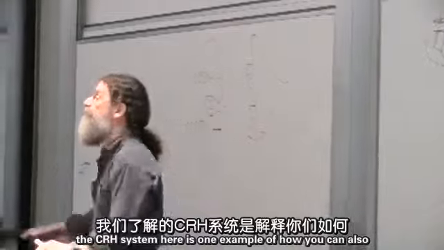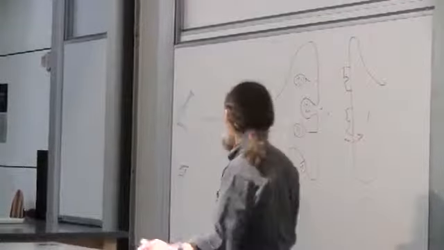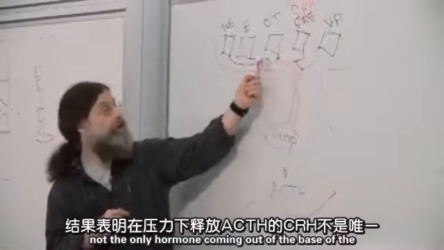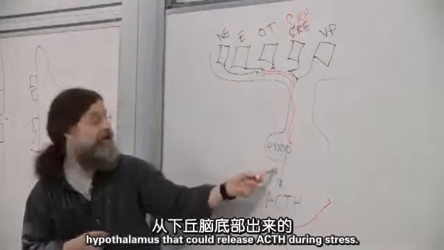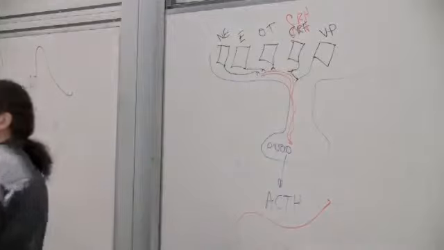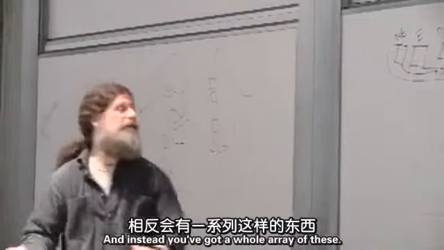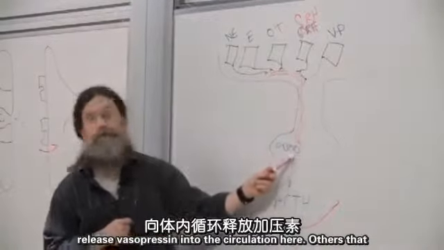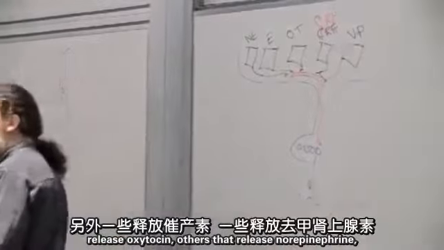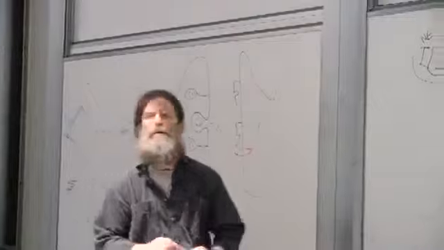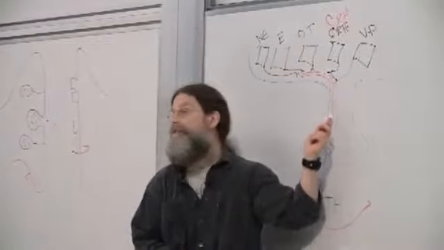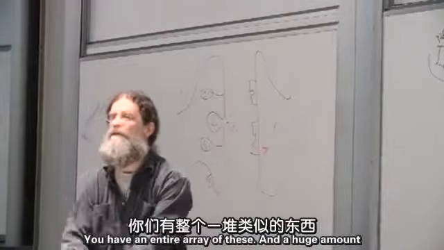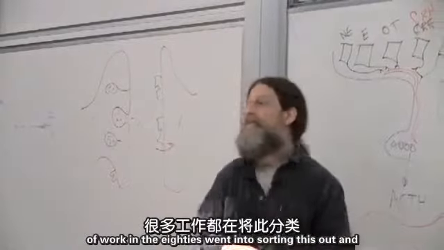What we see with the CRH system here is one example of how you can also have a version of multiple messengers. It turns out CRH is not the only hormone coming out of the base of the hypothalamus that could release ACTH during stress. Instead, you've got a whole array of these. There are neurons in the hypothalamus that instead release vasopressin into the circulation here, others that release oxytocin, others that release norepinephrine, others that release epinephrine, and collectively what they're doing is stimulating the release of ACTH. You have an entire array of these. And a huge amount of work in the 80s went into sorting this out.